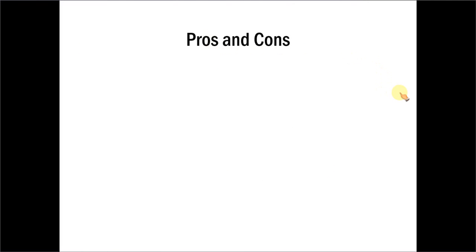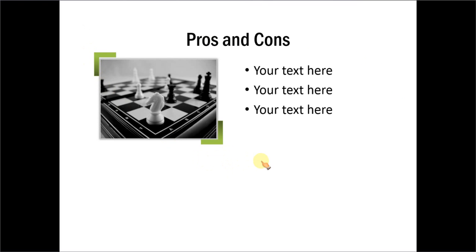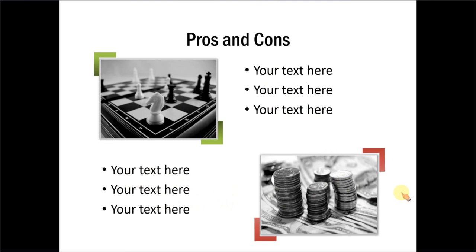This one is an example of pros and cons, and here you have two hands revealing this picture and you have associated text which talks about the pros here and then the cons here.